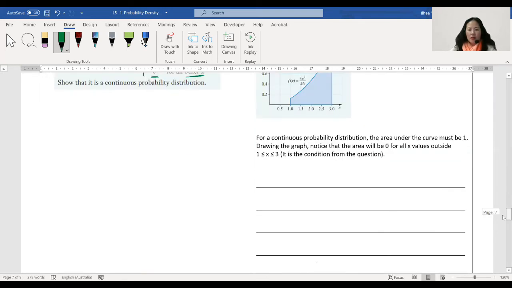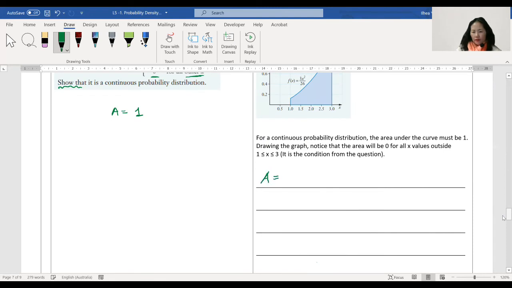Okay, so let's have a look. The question we have to do is to show that it is a continuous probability distribution. Now, what does that really mean? It means we need to prove that the area under the curve is 1. If it is, then it's a continuous probability distribution. All right, so let's have a look.